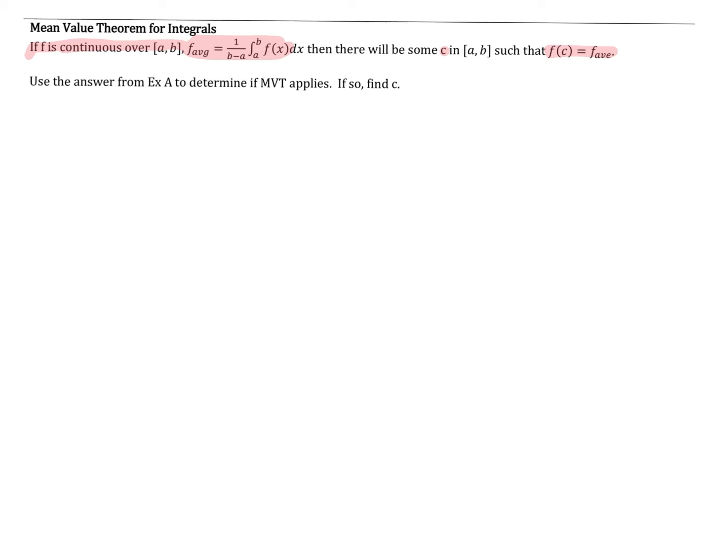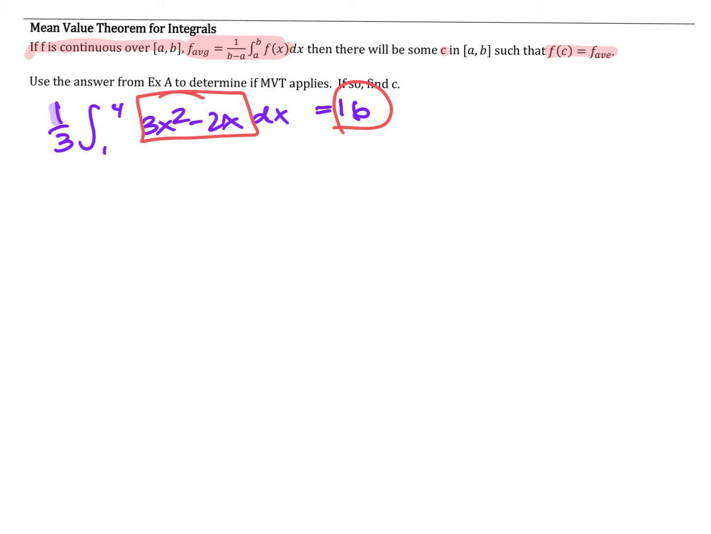The example we just looked at, and I'm going to rewrite it here, was 1/3 times the integral from 1 to 4 of 3x squared minus 2x dx, and we found that to be 16 just before. The mean value theorem for integrals says that at some point this function must actually be equal to 16 in order for that to be true. So we can say that at some point 16 needs to equal 3x squared minus 2x, and we can move 16 to the other side: 3x squared minus 2x minus 16.